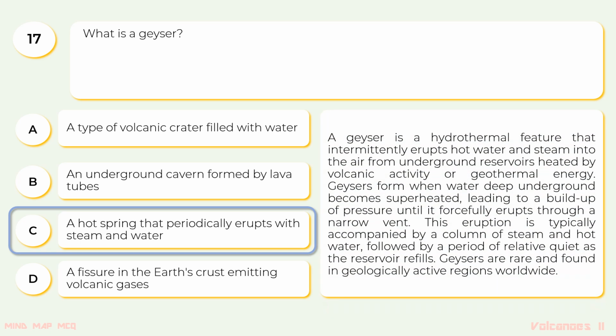A geyser is a hydrothermal feature that intermittently erupts hot water and steam into the air from underground reservoirs heated by volcanic activity or geothermal energy. Geysers form when water deep underground becomes superheated, leading to a buildup of pressure until it forcefully erupts through a narrow vent. This eruption is typically accompanied by a column of steam and hot water, followed by a period of relative quiet as the reservoir refills. Geysers are rare and found in geologically active regions worldwide.